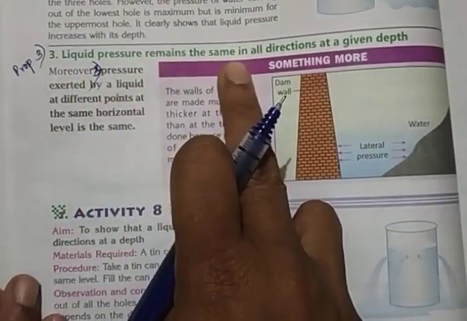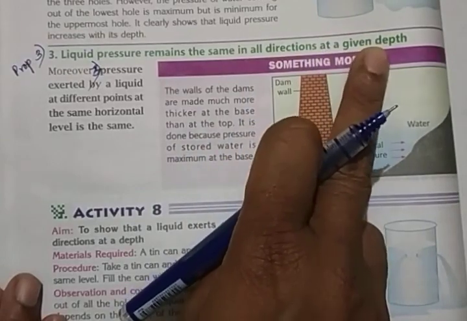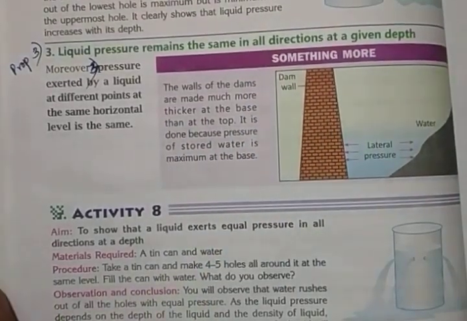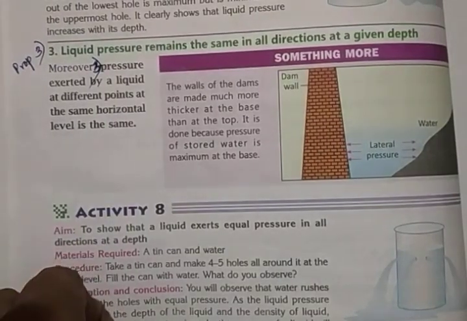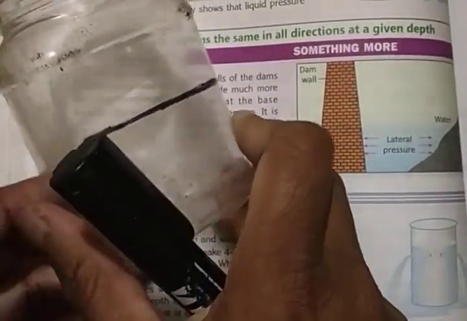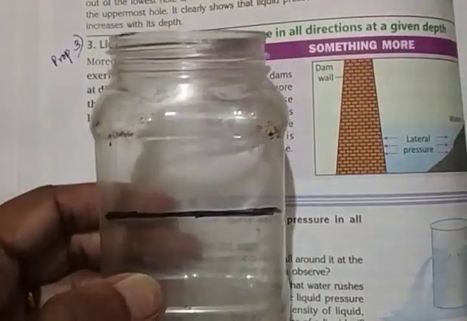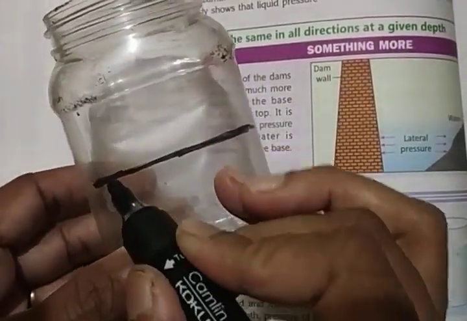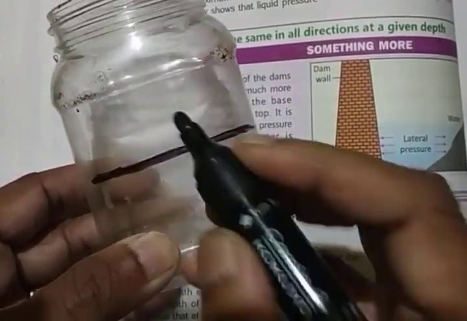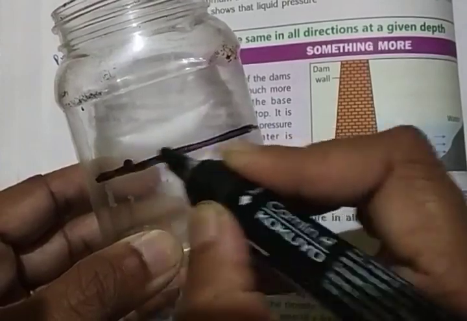Property number 3. Liquid pressure remains the same in all directions at a given depth. Now what they are saying is, at a given depth, pressure remains the same. For this, you take another transparent box and draw a straight line. At this line, you put 2-3 holes.